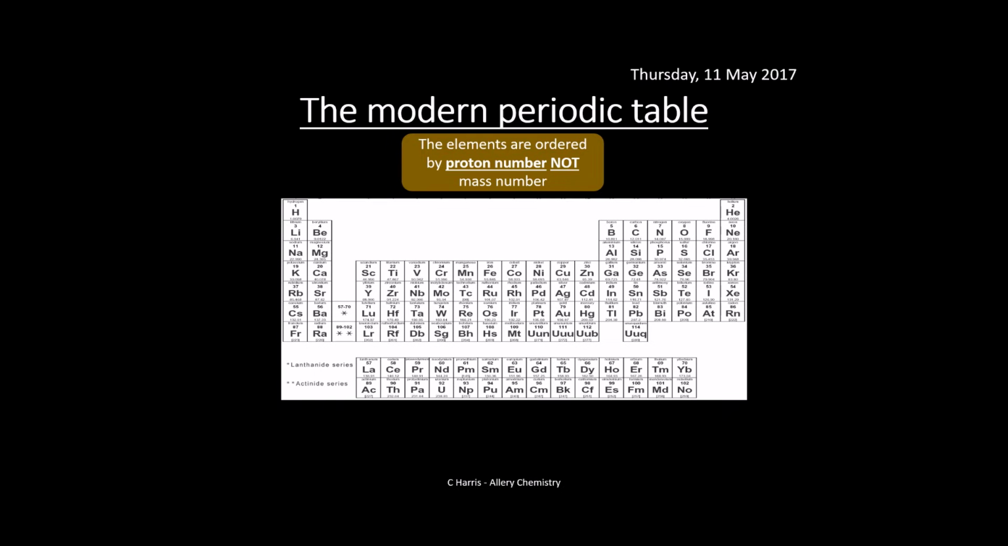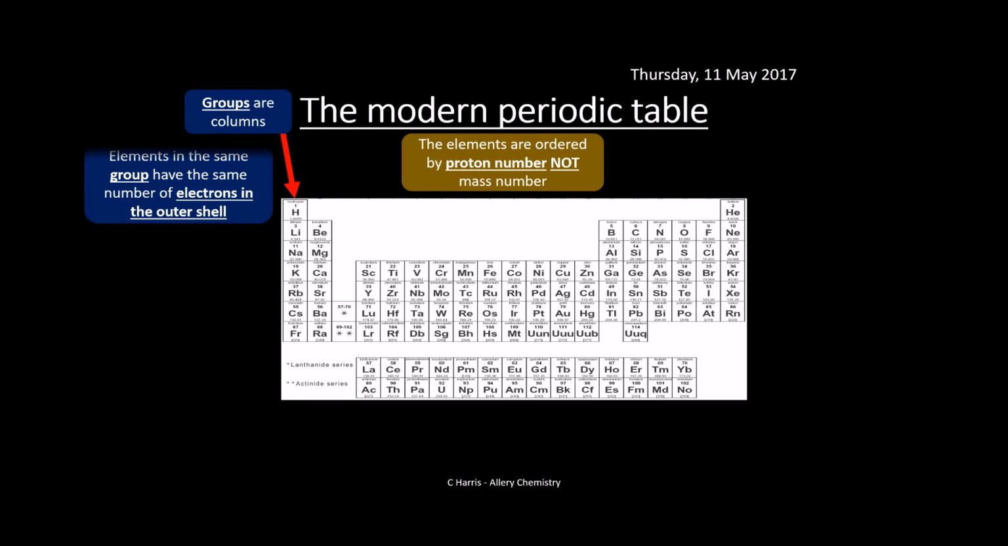Today. However, the difference is that these elements are not ordered by mass number, they're ordered by proton number. So there is a difference between, obviously, this one and what Mendeleev came up with. And we have groups, these are in columns.